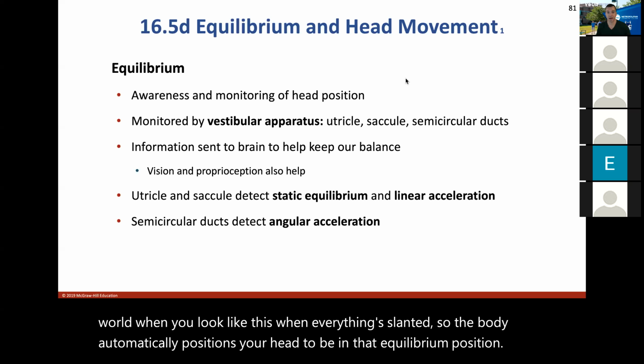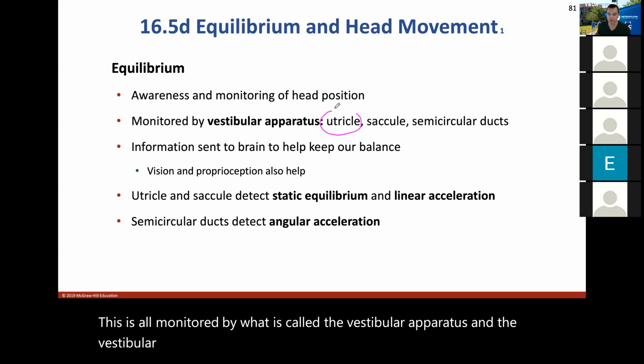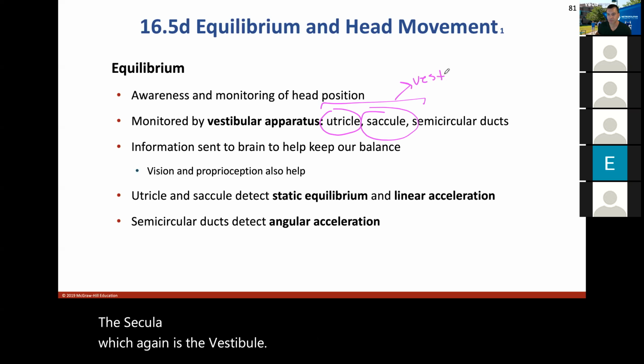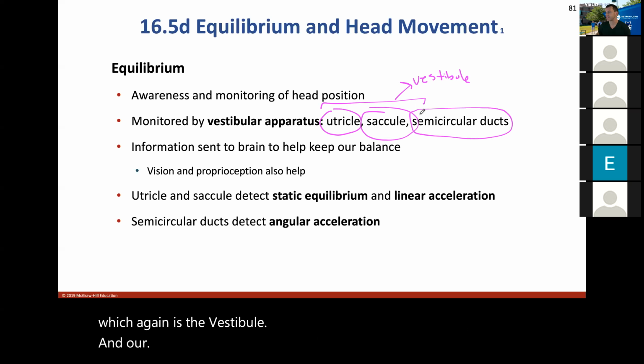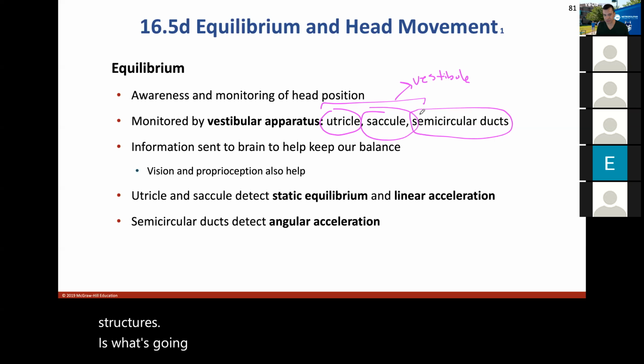This is all monitored by what is called the vestibular apparatus. And the vestibular apparatus is the utricle, the sacula, which again is the vestibule, and our semicircular ducts, the canals. Okay. The fluid that moves within the membranous tube of these three structures is what's going to trigger the receptor cells to allow you to know where you're at, where your head's at in space.